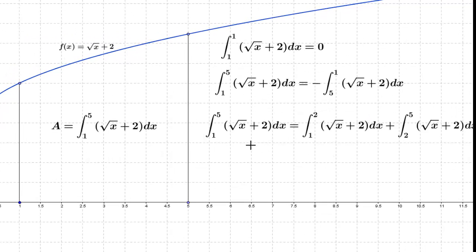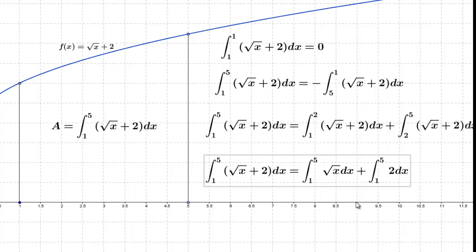Also, we can break this up into subintervals. The integral from 1 to 5 of the square root of x plus 2 dx is equal to the integral from 1 to 2 plus the integral from 2 to 5 of the same function. So in other words, if we were to break this whole region into two smaller areas, one which went from 1 to 2 and another one from 2 to 5, the combined area would still be the combination of the two.